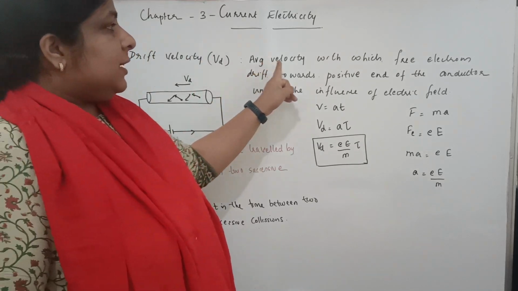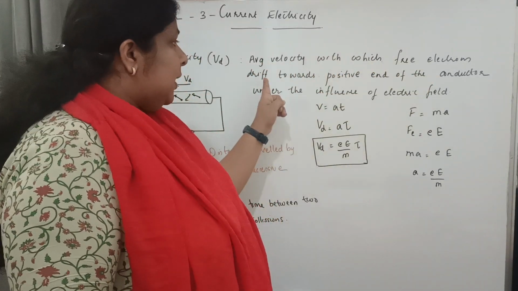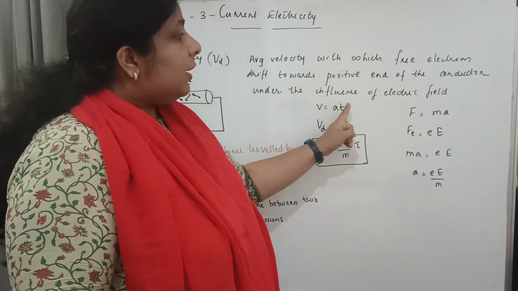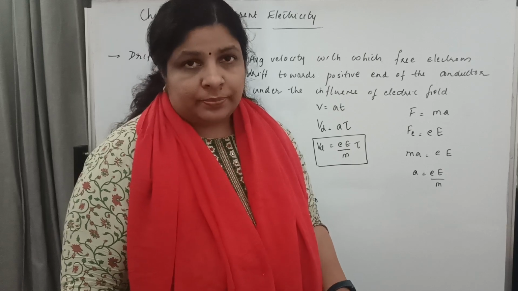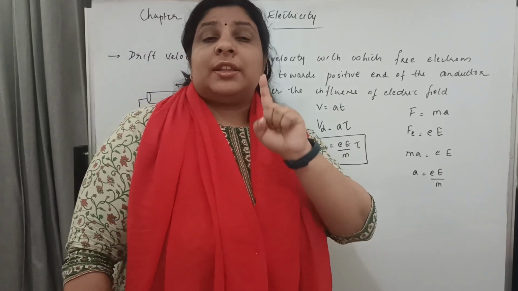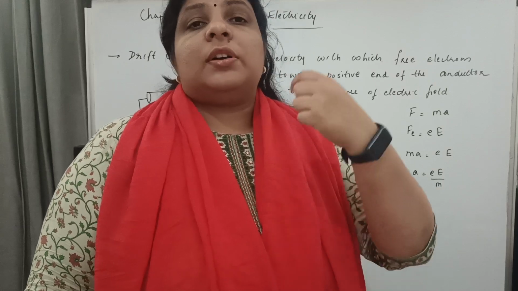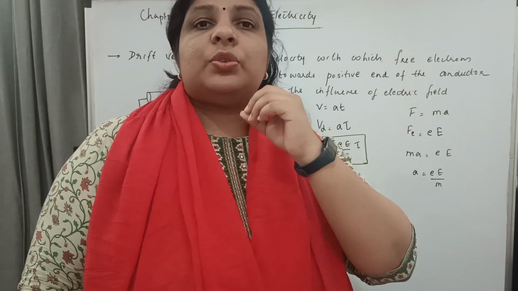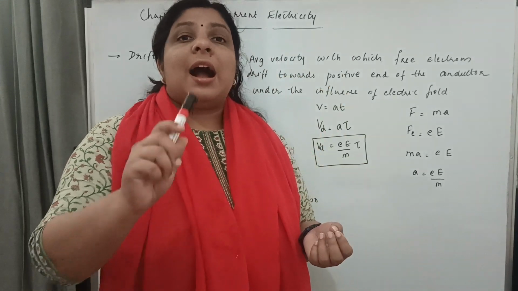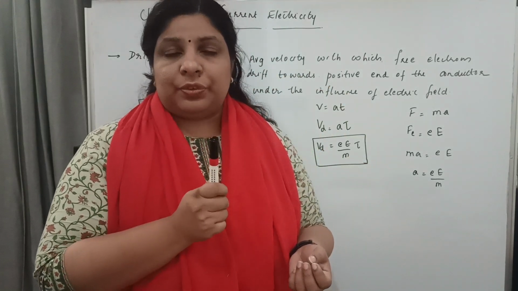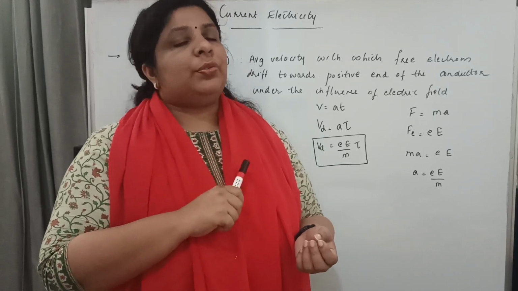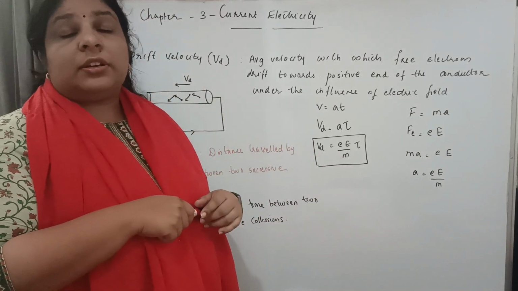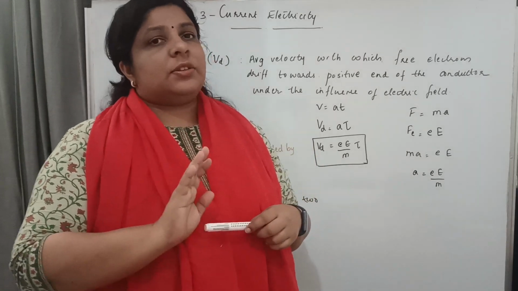Let us see the definition. Drift velocity is the average velocity with which free electrons drift towards the positive end of a conductor under the influence of an electric field. That velocity with which the electrons inside a conductor drift towards the positive terminal of a battery under the influence of an electric field, we call drift velocity, and it is represented using the term Vd.